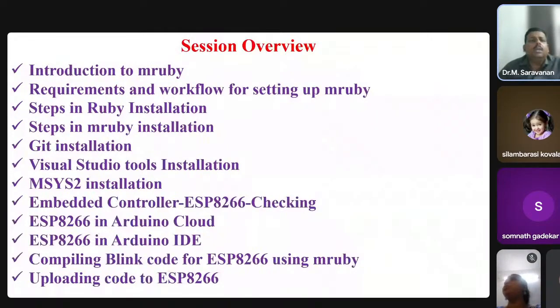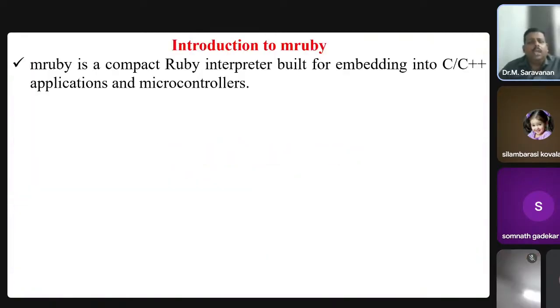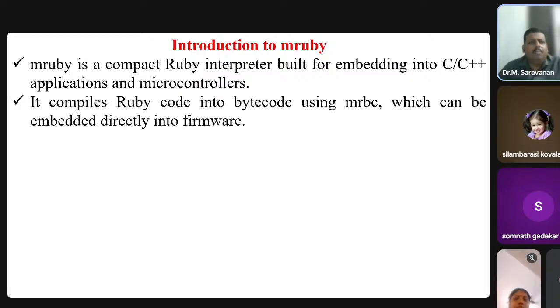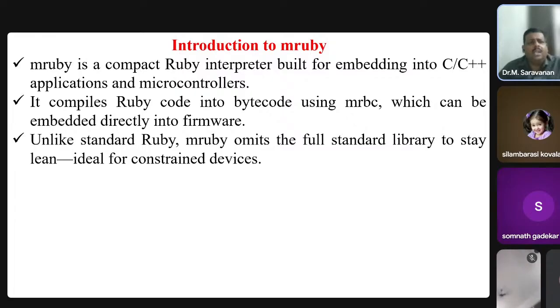Starting with the first one, introduction to mruby. You already listened to the introduction part. It is a very compact Ruby interpreter built for embedding in C and C++ applications and microcontrollers. It compiles bytecode using mrbc, which can be embedded directly into the firmware of any type of microcontroller. Unlike standard Ruby, mruby omits the full standard library, so you don't need all the libraries, only what is required for that particular application. That's how it becomes lightweight.